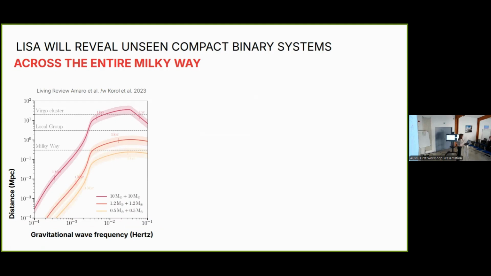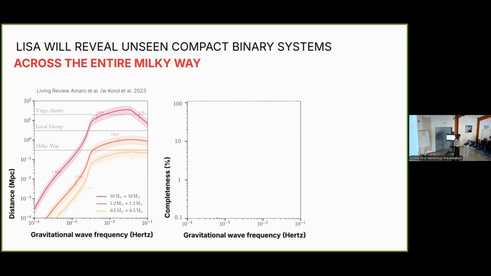And basically, the main idea that I wanted to show is that we can see these binaries everywhere, like to the edge of our galaxy that is over here at around 300 kiloparsec. If they are of a binary neutron star type, they are visible a bit further out through the local group, and binary black holes we can see as far as Virgo cluster, and if they are even more massive than this, even further out.